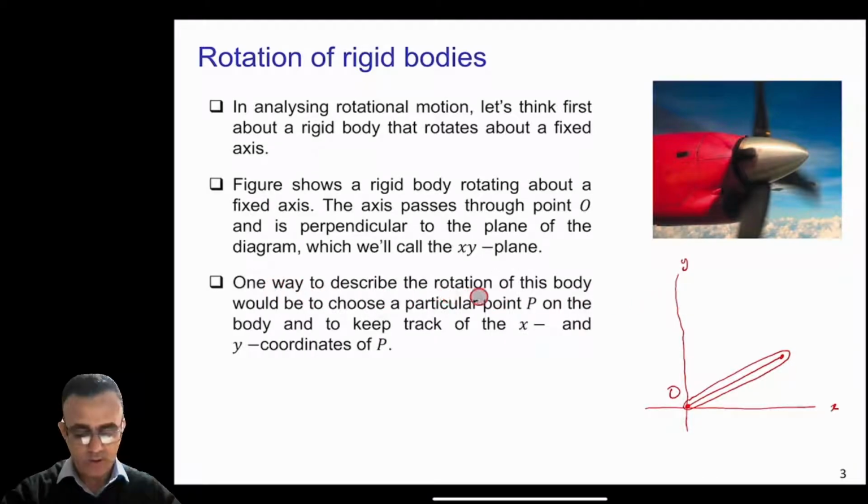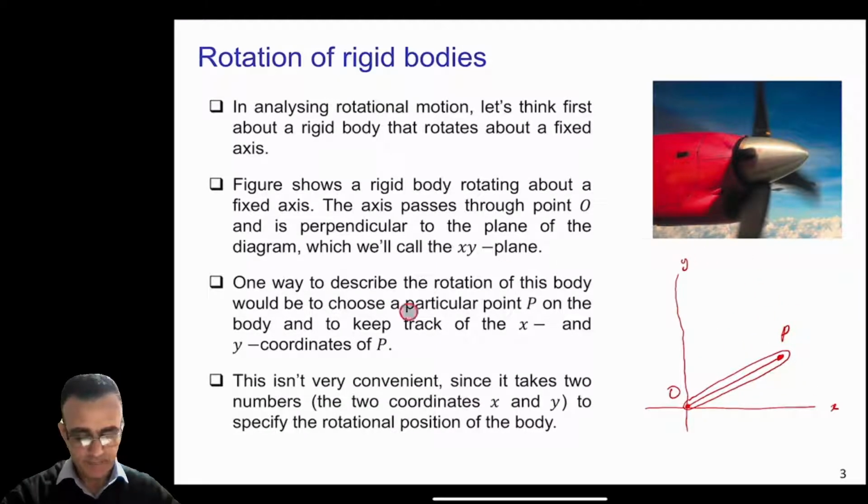And one way to describe the rotation of this body would be to choose a particular point P. So for example, we will choose a point P here, and then we will track the x and y components of P. So this way we will describe the motion of this body here. But this isn't very convenient since it takes two numbers. That is, you need to keep track of both the x and y position of particle P.